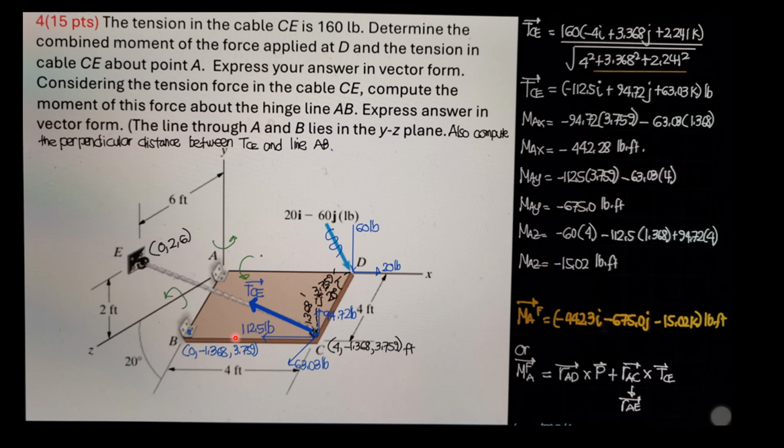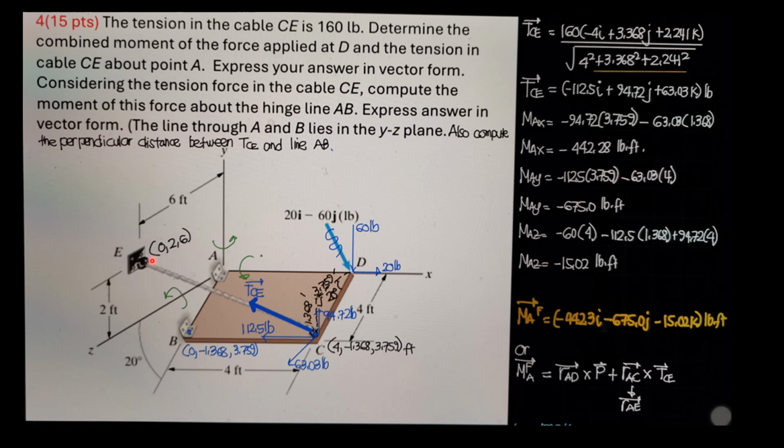Then the other solution is by cross product, so that the result is automatic in vector form. So it is first RAD, because D is a point on this force here, I call this force P, cross P, then plus RAC cross the tension force. You may also have RAE cross the tension force, you can replace RAC by RAE, that position vector, because the tension force passes through E by principle of transmissibility of a force. You can also move it to E.